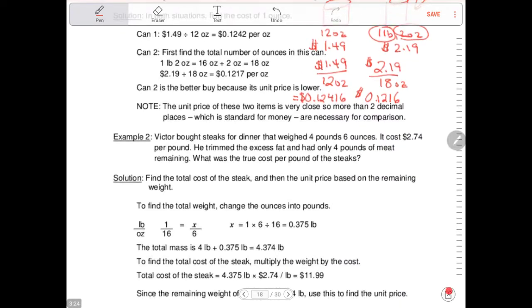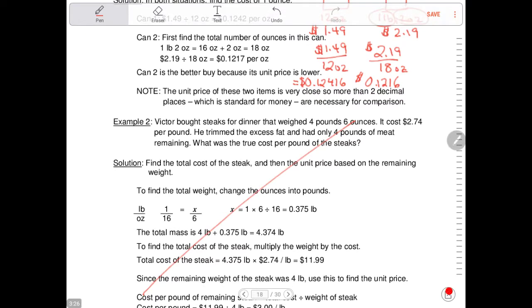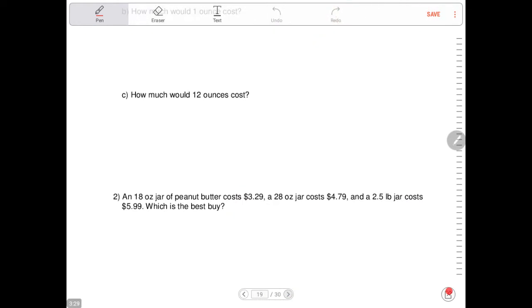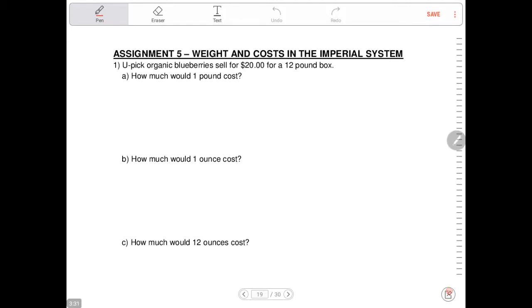I don't want to show you example 2. I was reading this one and I do not think that's good at all. That's going to confuse you. It confused me. So let's just do one more here together.